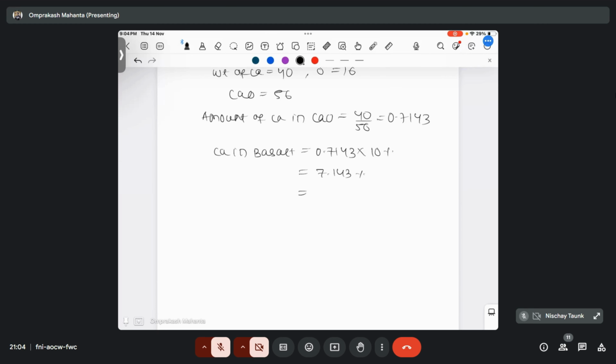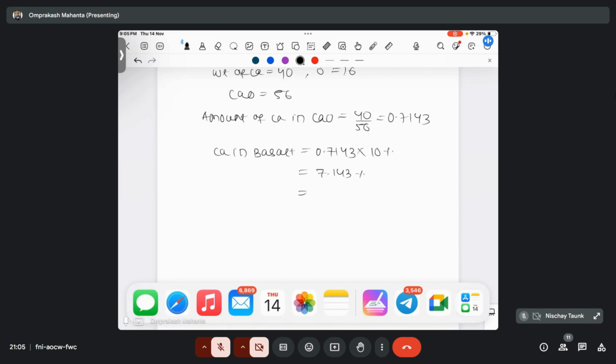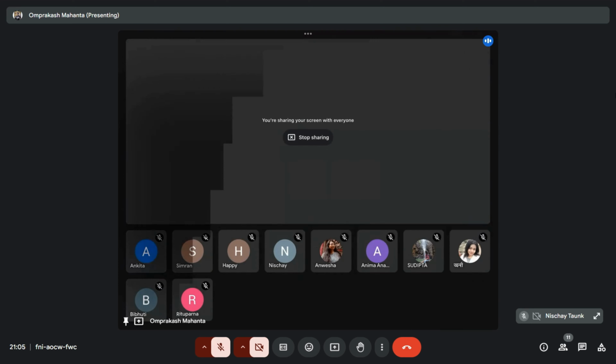So what will be 7.143 percent in ppm? Someone please tell me. I explained the conversion before, so someone please let me know. What will be that value if I'm converting the percent into ppm? Hey, someone please tell here. No one is saying anything. Hello.